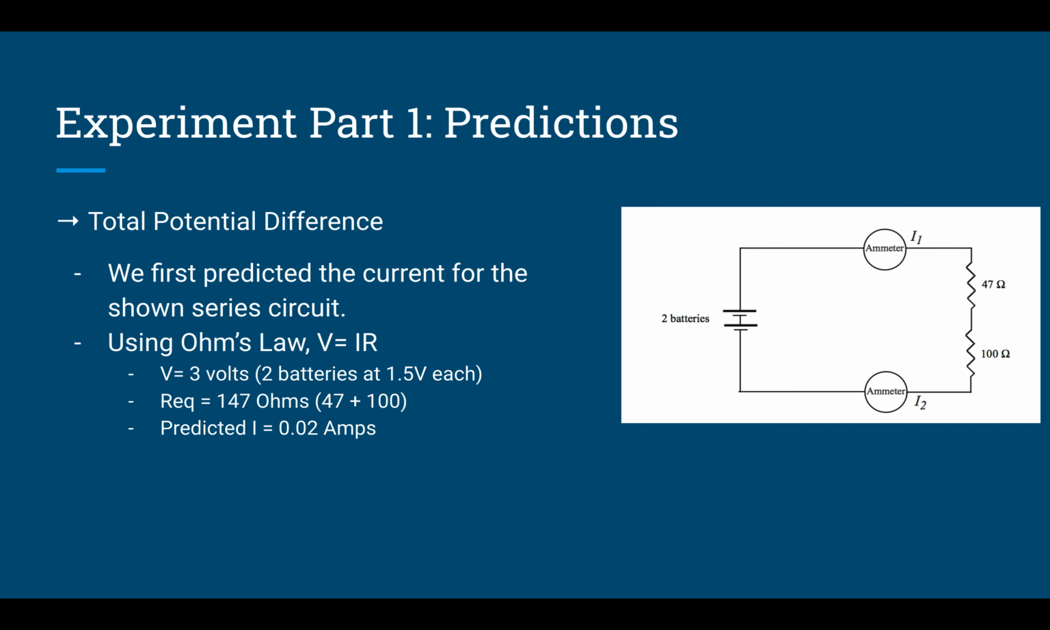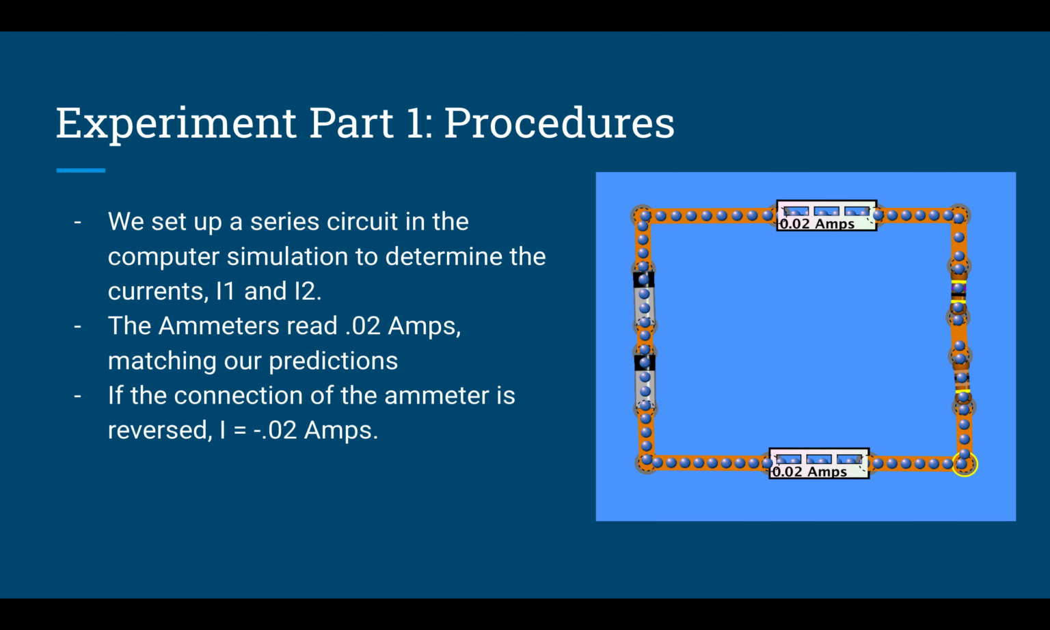We first predicted the current for the circuit shown here using Ohm's law, which states that V equals IR. We have two batteries at 1.5 volts each, giving us a total of 3 volts. R is equal to 147 ohms because we had 47 and 100 for each of the two resistors. Using these, we can solve for I, giving us a predicted value of 0.02 amps. We then set up that same circuit in the computer simulator in order to determine the currents I1 and I2. The ammeter read 0.02 amps, which matches what we just previously calculated.